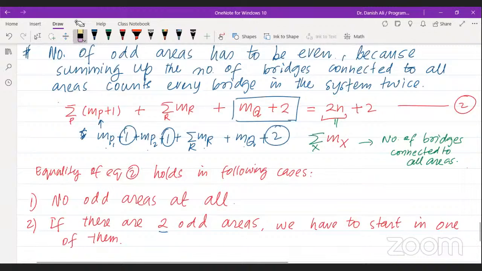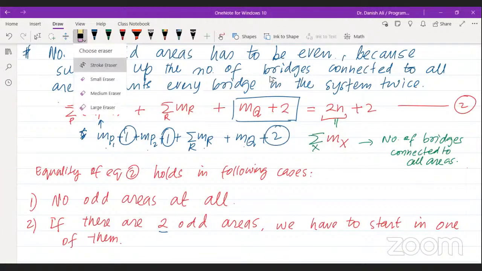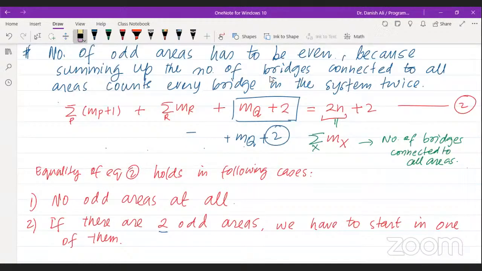If we have 4 odd areas, do we get the equality, the equation number 2 equality, or not? No. Reason? Because then you will have a +4 from the MP plus 1. Yeah, you're right.